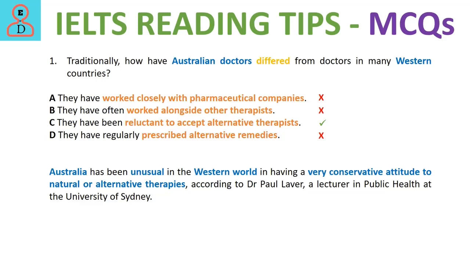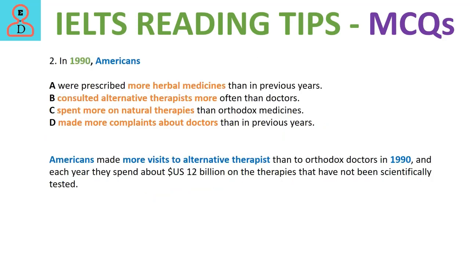Now, let's move to the second question. In this question, we have two very clear keywords, 1990 and Americans, and using these we can easily locate the part of the passage where this question is discussed. Now, the first option talks about herbal medicines, and clearly there is no mention of herbal medicines in the part of the passage, hence a cross for this option.